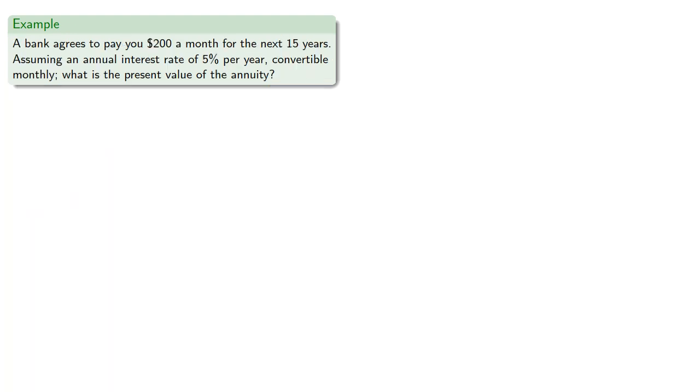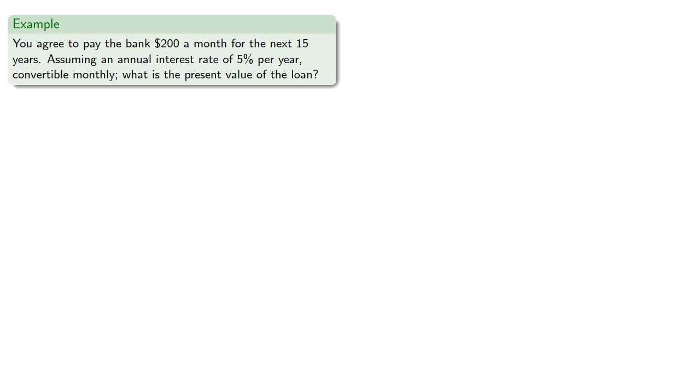Or let's consider another example. A bank agrees to pay you... wait a minute, that never happens. Remember, mathematically, there's no difference between an annuity and a loan. The only difference is the direction that the money moves. So suppose you agree to pay the bank $200 a month for 15 years. Assuming an annual interest rate of 5% per year convertible monthly, what's the present value of the loan?